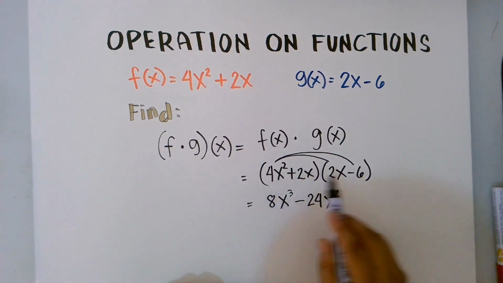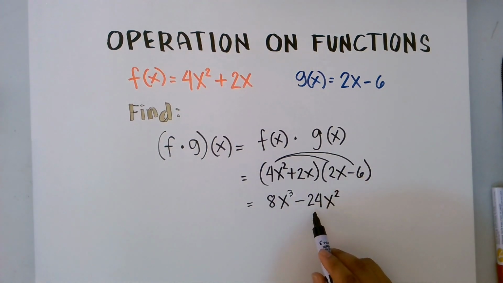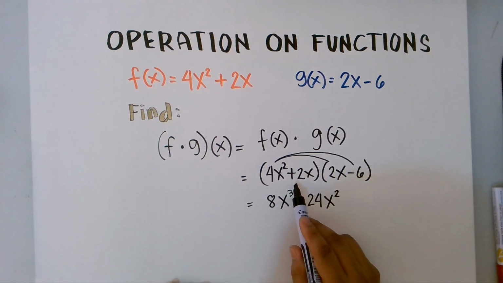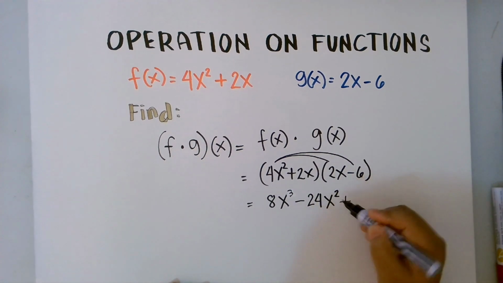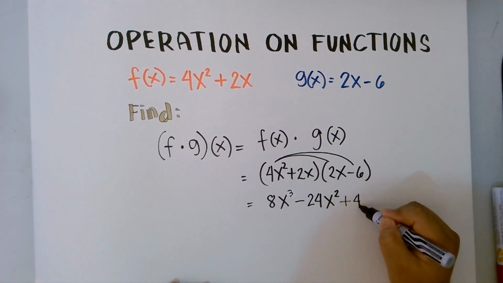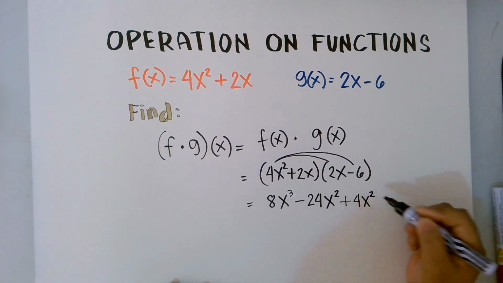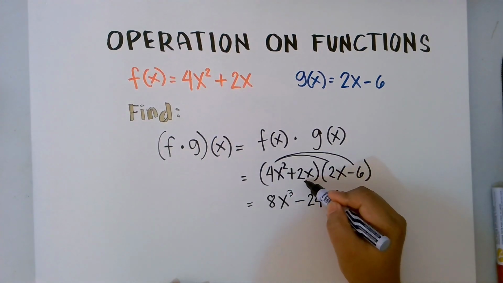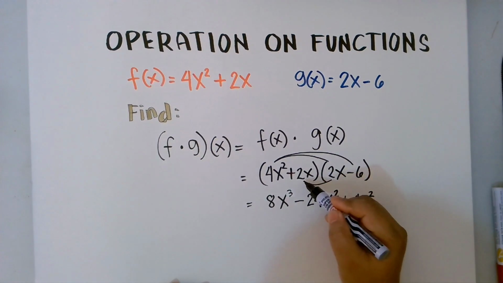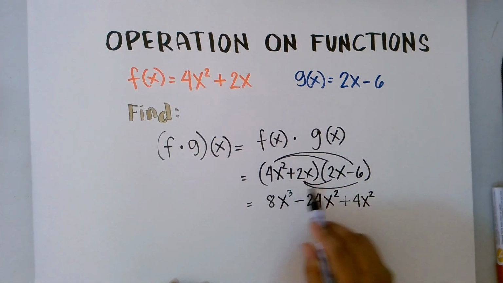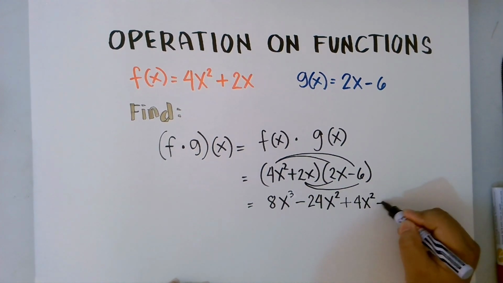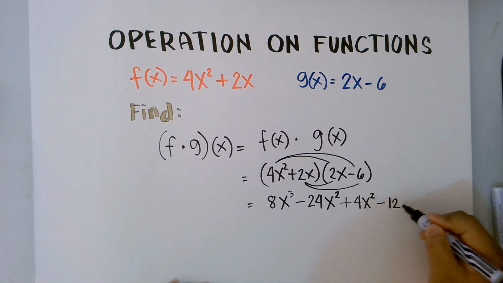Okay. So, we have, ayan na, negative 24x squared for 4x squared times negative 6. And 2x times 2x will be 4x squared. Okay. And for 2x times negative 6, unlike signs will be negative 12x. Okay.